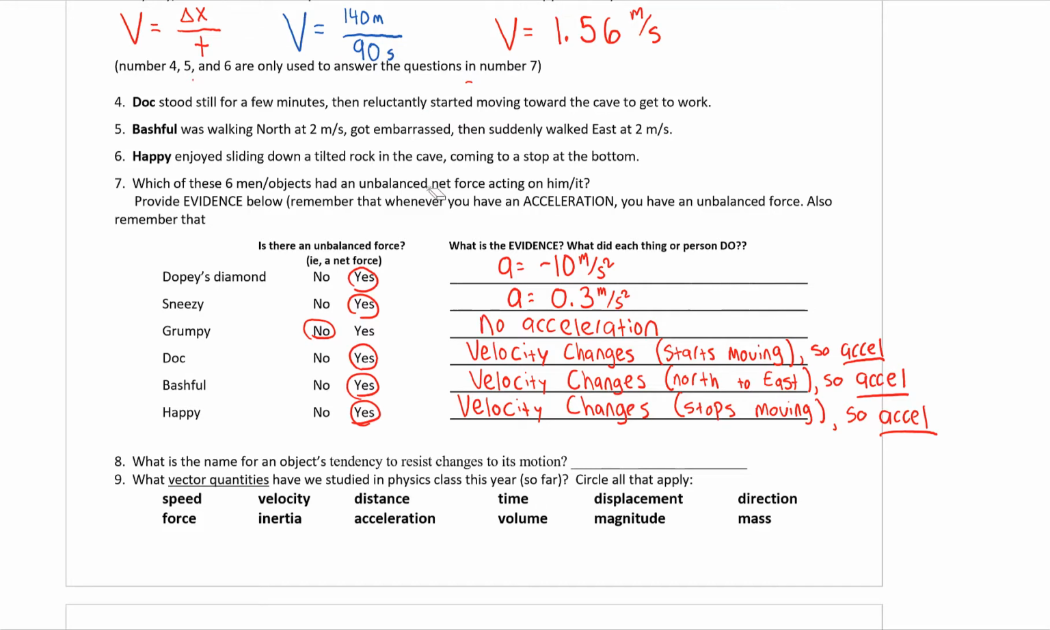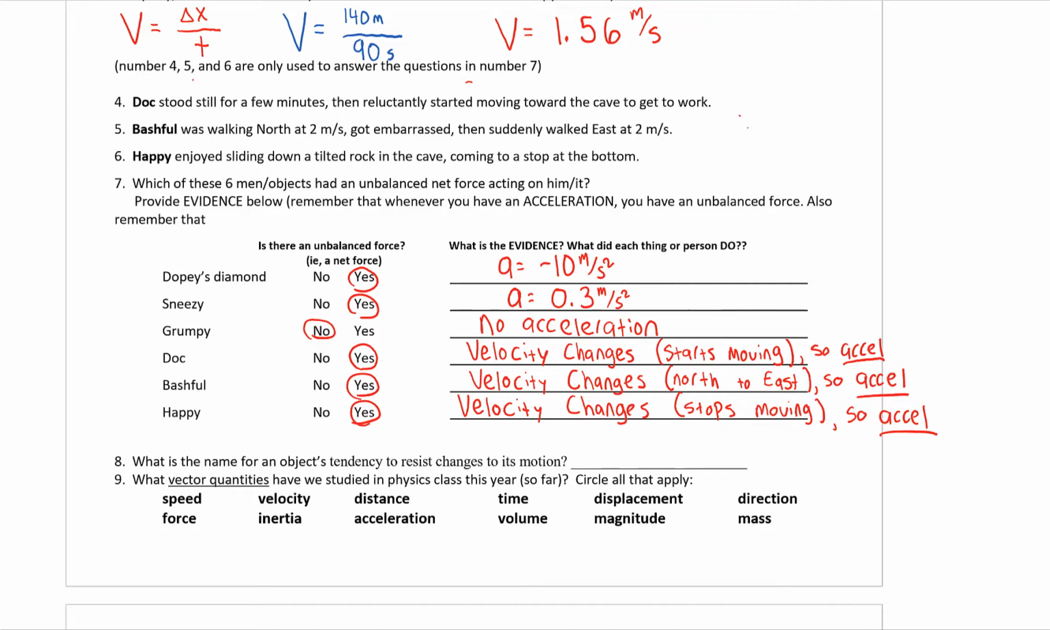With Bashful, you might not think he accelerates because you have 2 meters per second and 2 meters per second, but he's starting off going north, and then he ends up going east, like this. And if the arrow changes at all, if it changes the direction or the magnitude, then it is accelerating. And if it is accelerating, then it's being affected by a net force. So Bashful is also being affected by a net force.